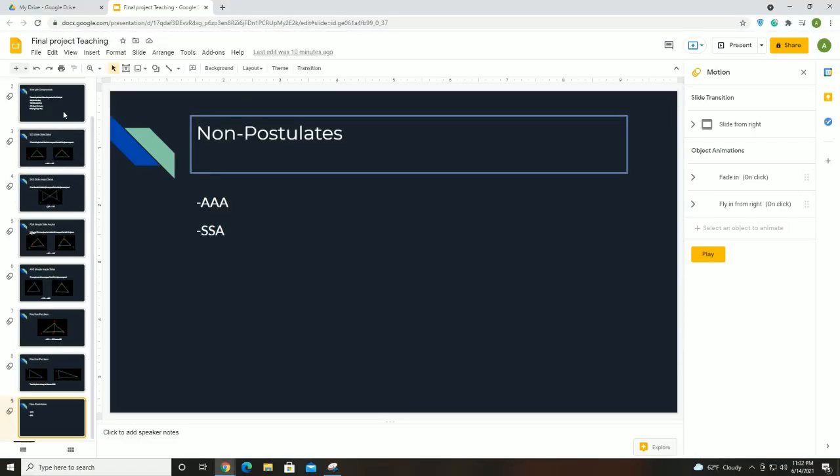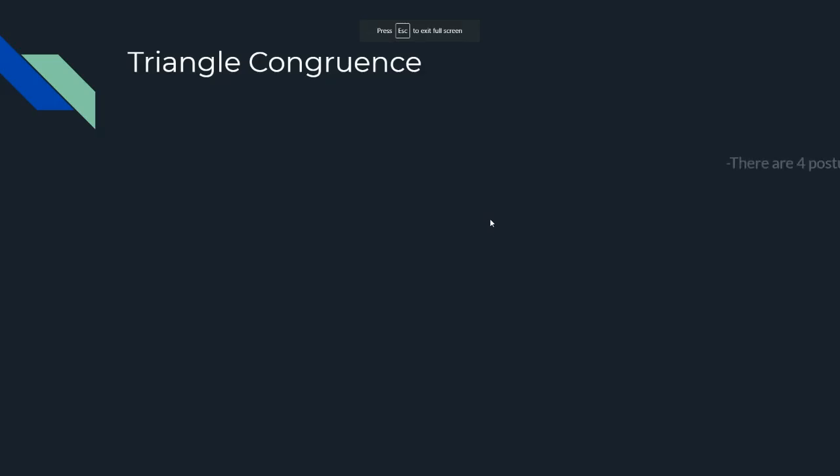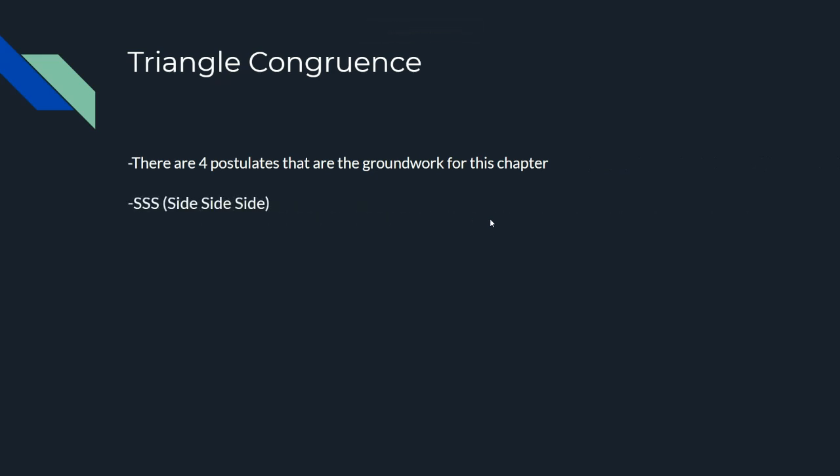And we will go over the first four real quick one more time. Go back up here. The four postulates that are the groundwork: we have side, side, side, side, angle, side, angle, side, angle, and angle, angle, side. These four will always indicate whether two triangles are congruent.